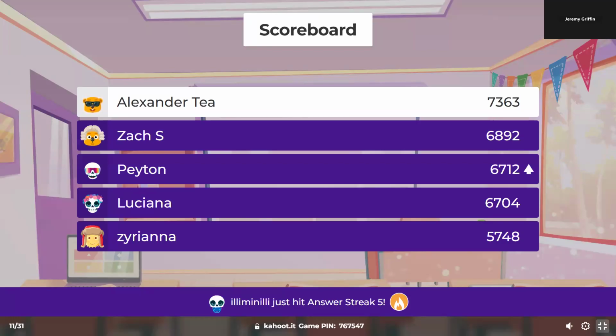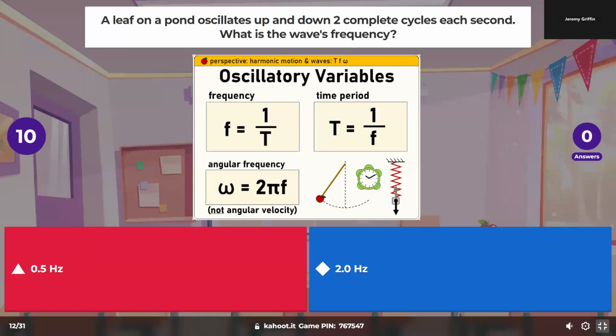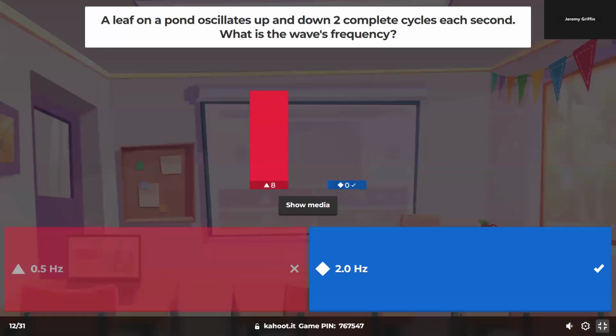Dariana, Luciana, Peyton, Zach, Alexander. A leaf on a pond oscillates up and down 2 cycles per second. What's the frequency? How about 2 hertz?